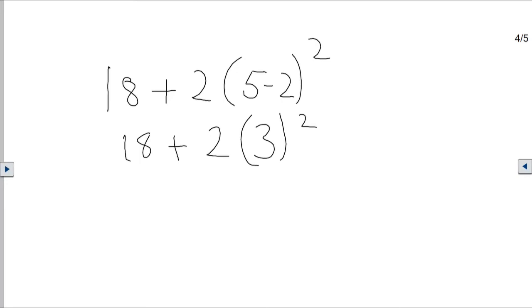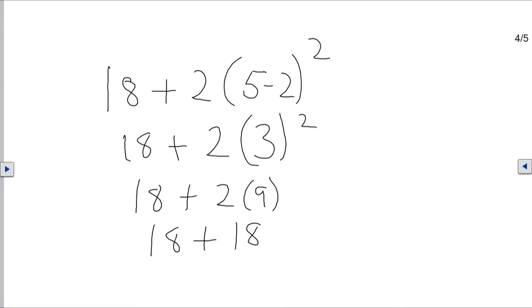Next step, exponents. So my problem has a 3 squared. So I would go 18 plus 2, 3 squared is 9. So 2 times 9. Okay. So we've done parentheses, we've done exponents. Next step is multiplication and division, left to right. So I look, I've got an addition problem and I've got a multiplication problem. So my multiplication comes next. 2 times 9 is 18. And 18 plus 18 is 36.